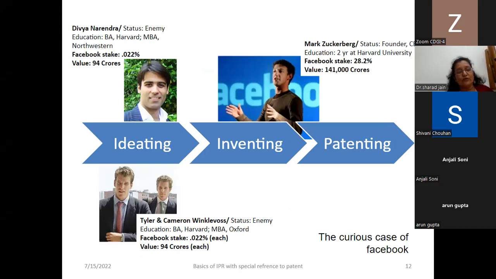I like the story of Facebook. Three students had created this Facebook, and one was having the idea. The name of the person was Divya Narendra, and he had a stake of 0.002 and got the money of 94 crores when he left Facebook. And you see the value of Mark Zuckerberg now. We can say the value of Facebook is decreasing now, but you see, this idea came into the mind of the students, and then they brought this startup Facebook and earned a lot of money. So every student can think about this kind of thing and they can earn money.